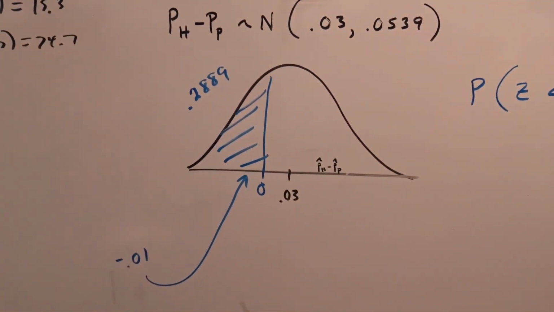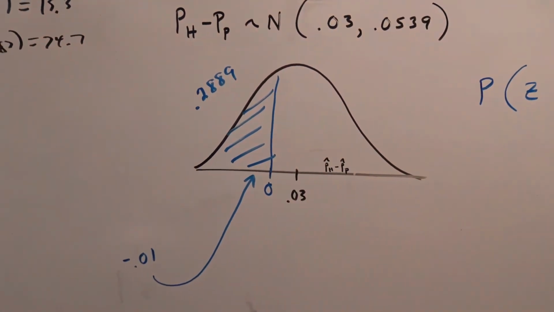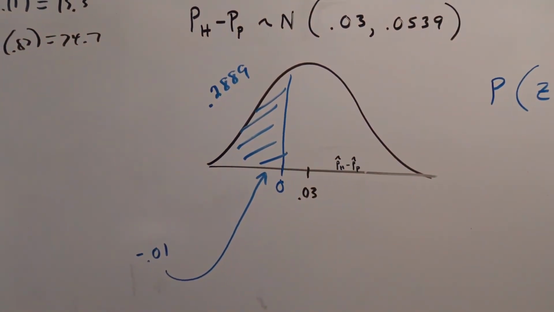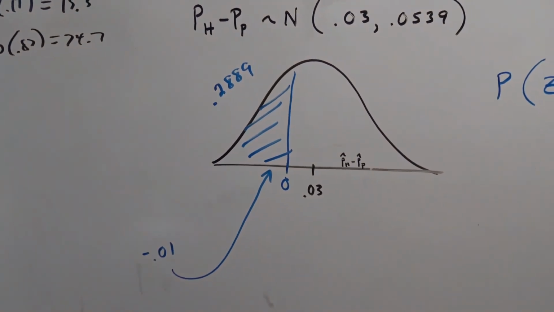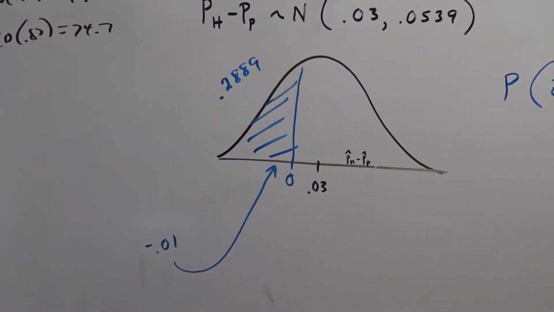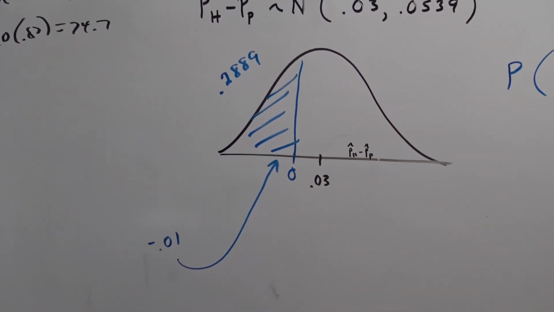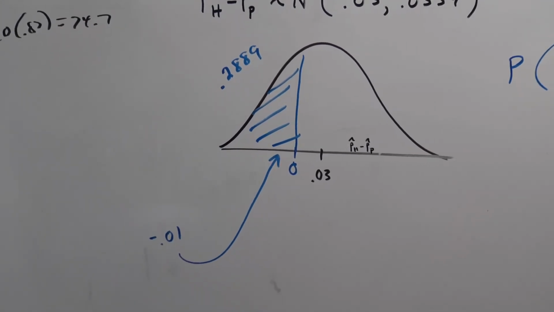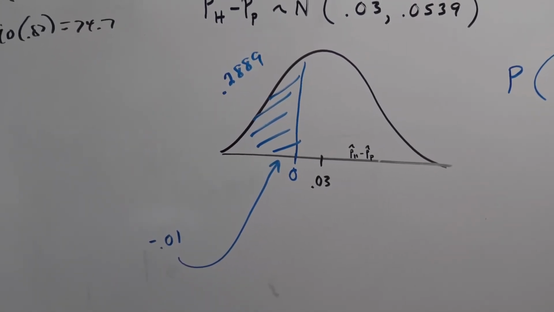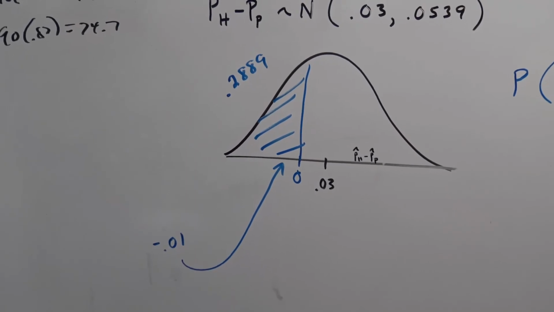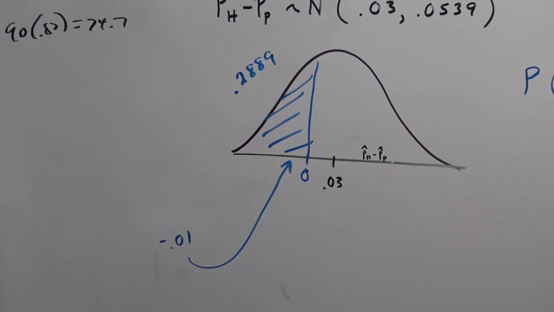Negative 0.01 just meant that there was a higher proportion of people using the patch that were able to quit. So what I'm showing here with the zero is where there's no difference. Anything to the left of zero, any negative difference, is when there's a higher proportion of people using the patch that are able to quit. And that was the question we were asked to find.